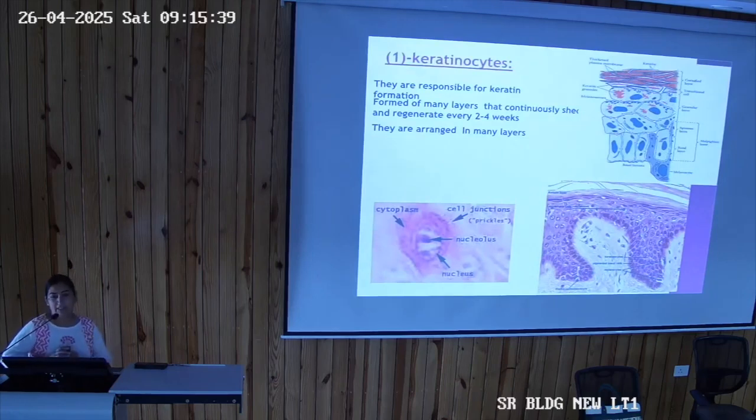Next, the individual cells that are present in the skin. In this keratinized stratified squamous epithelium, there are different types of cells. The first one is the keratinocytes. We are continuously talking about the keratinocytes. They are not single, they are multiple in number. That layer has multiple layers of cells and it is responsible for keratin formation. It keeps on regenerating, and it regenerates after 2 to 4 weeks.